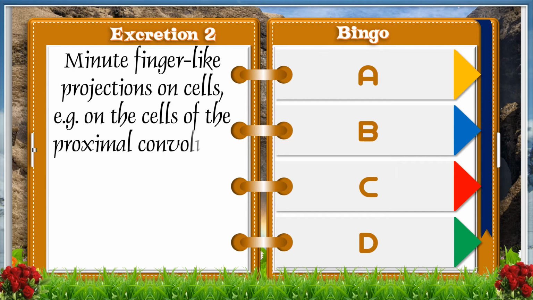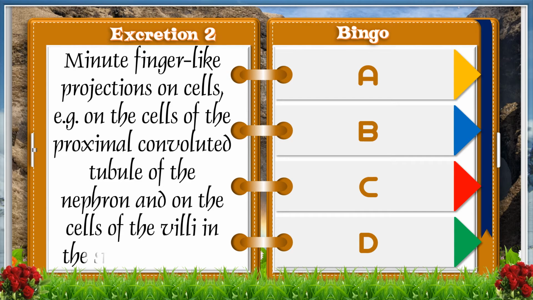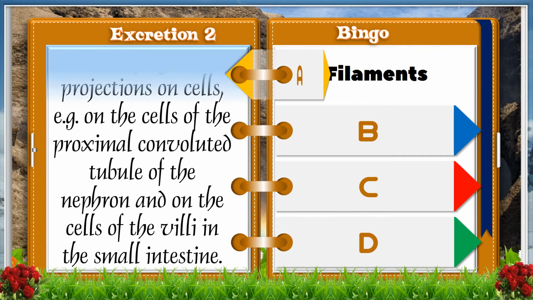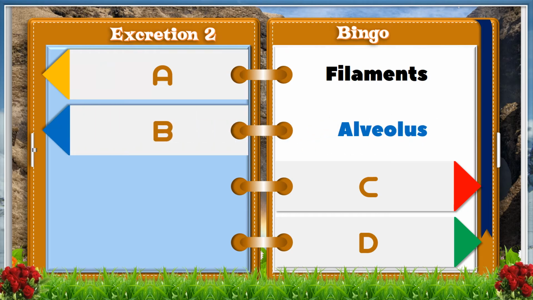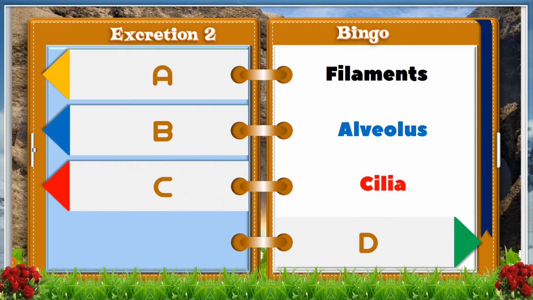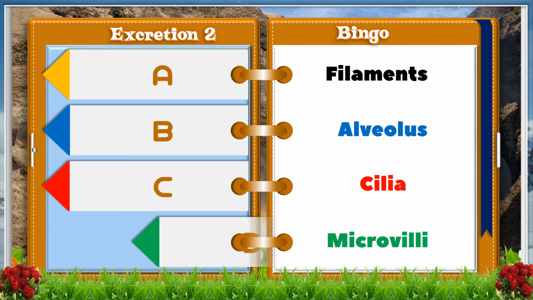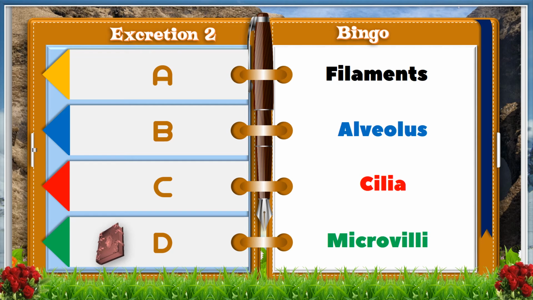Minute finger-like projection on cells, for example, on the cells of the proximal convoluted tubule of the nephron and on the cells of the villi in the small intestine. A. Filaments. B. Alveolus. C. Cilia. D. Microvilli. And the answer is D. Microvilli.